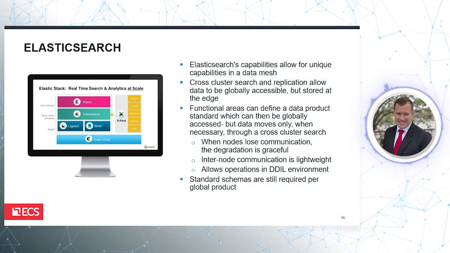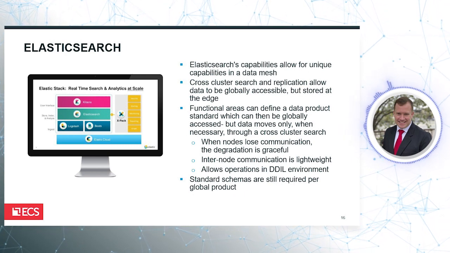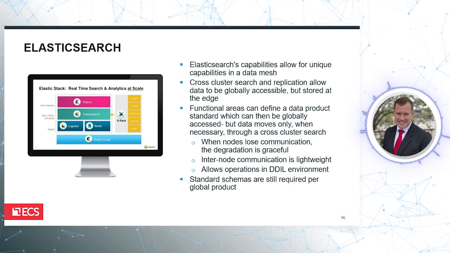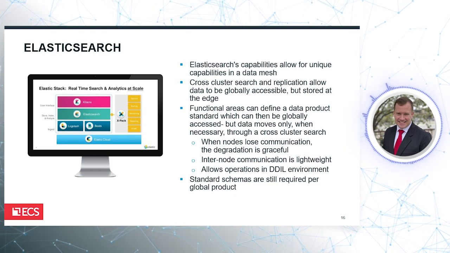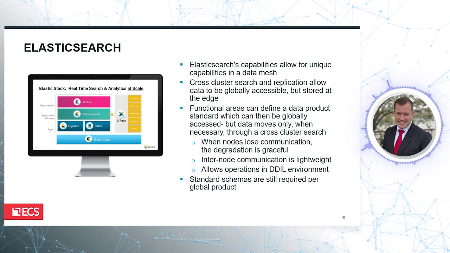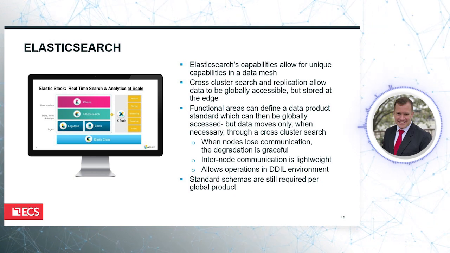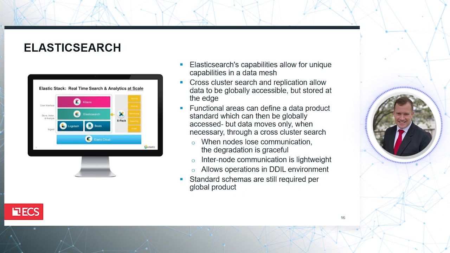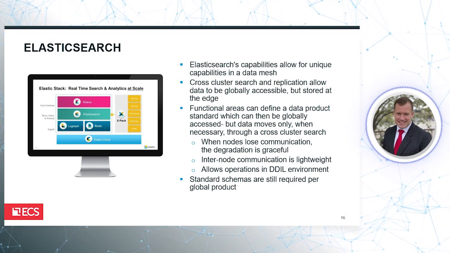So I want to talk about Elasticsearch here as well. Elasticsearch has a couple of interesting capabilities that let you implement data mesh at scale, in particular cross-cluster search and replication. So what that allows you to do is keep data locally, but make it globally accessible. Now you can store your data at the edge in a decentralized way, but if you have a common schema that you've agreed upon, you can actually access data at a global scale from one site.